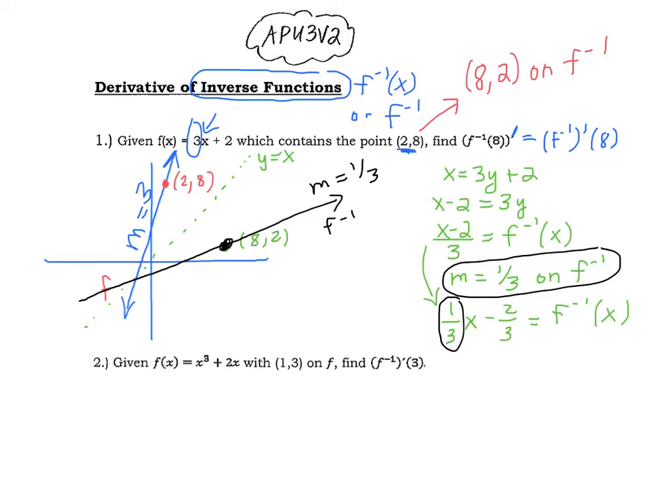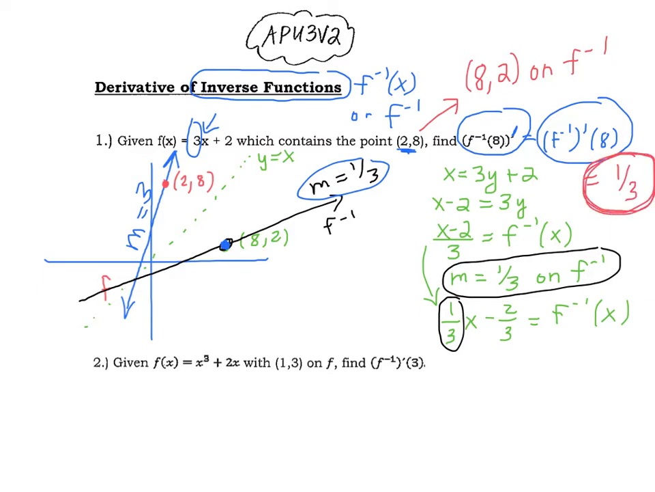So back to this, we're trying to find the slope of the tangent line at x equals 8 on the inverse graph. Here is our point when x equals 8. The slope, notice, is 1/3. So the answer to the question is going to be 1/3. We just found the derivative of an inverse function at a particular point.